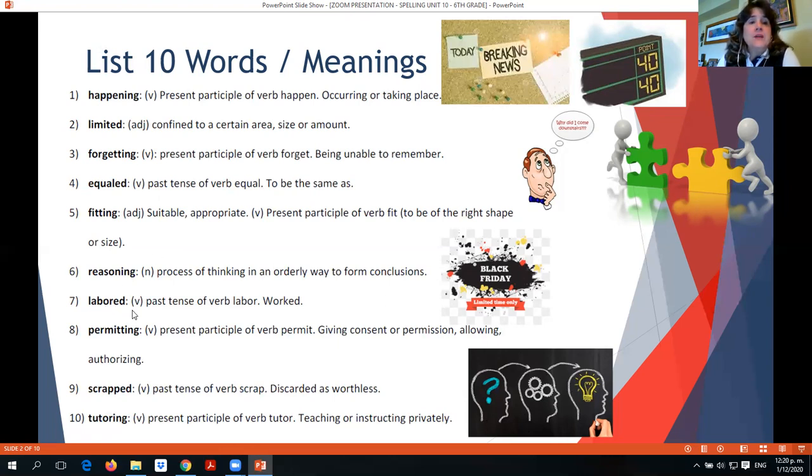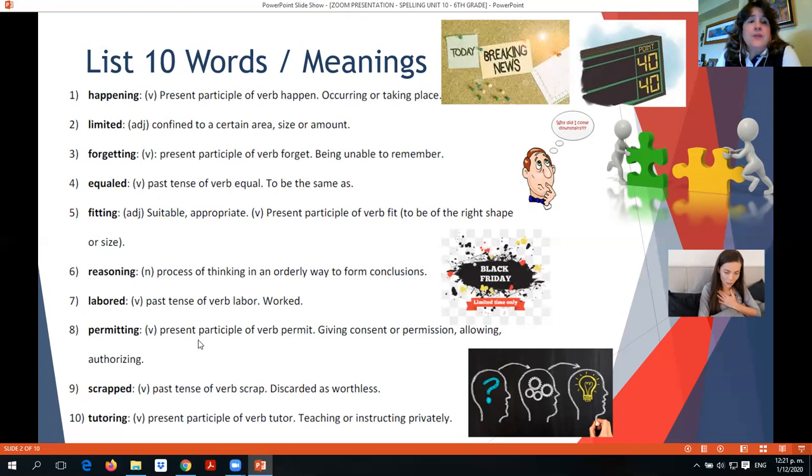Then we have labored. Labored is the past tense of the verb labor, and it means worked, but it's also used as an adjective to define some type of difficulty when you're breathing. When you have difficulty breathing, you have labored breathing, okay? And in this case, it's an adjective.